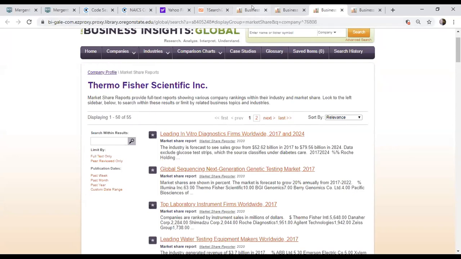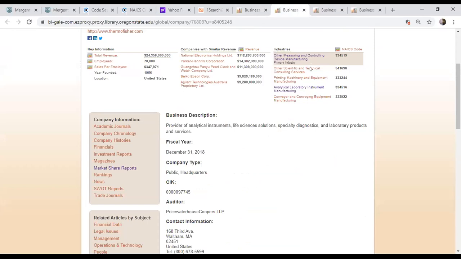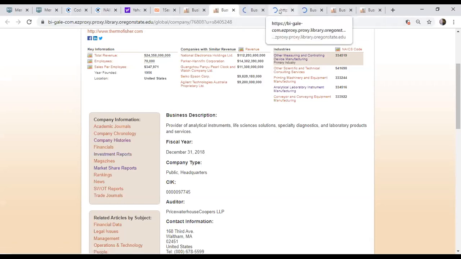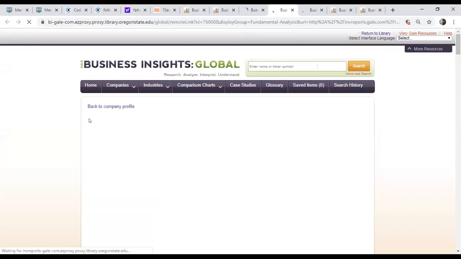And so depending on your research database, again, we have some company financials that we can look at. And there may also be investment reports, and that's where I'm going to focus. Give it a minute to load.